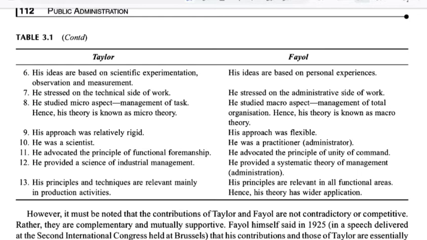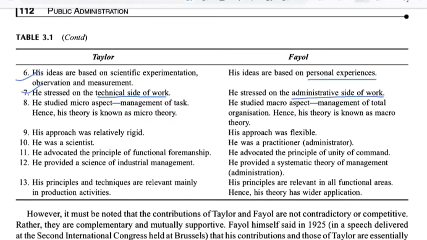Next, Taylor's ideas are based on scientific experimentation, observation and measurement. That is why his theory is also known as scientific management theory. But Henry Fayol's ideas were based on personal experience. Taylor stressed the technical side of the work, while Fayol stressed the administrative or managerial side of the work.